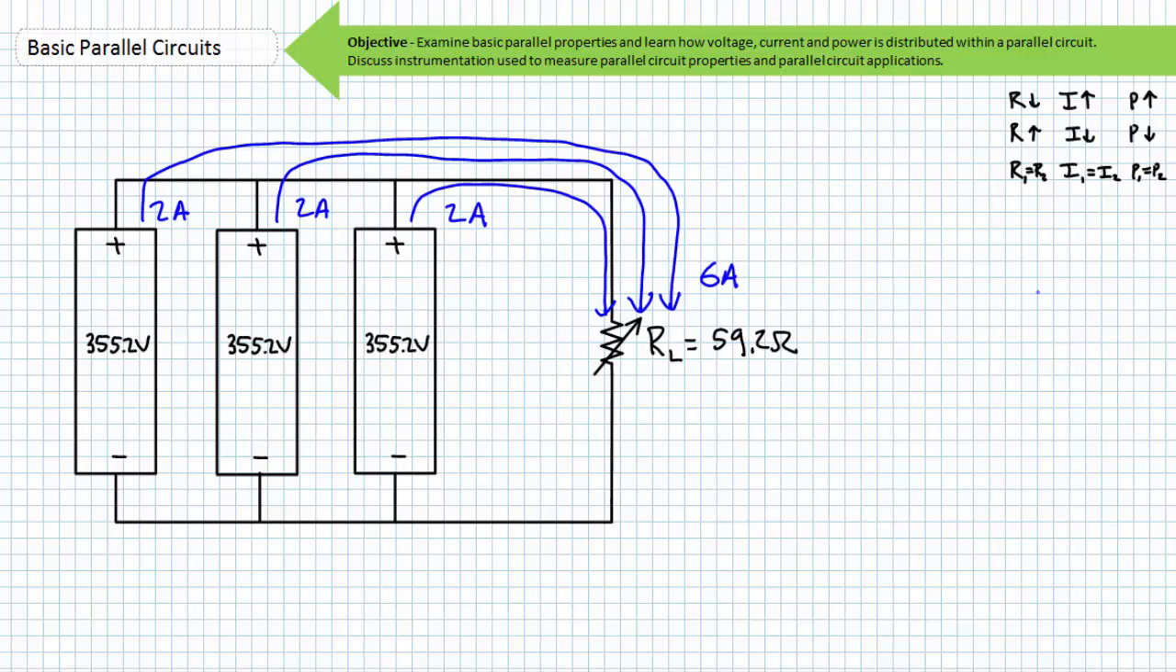Parallel arrangements of battery banks ensure that no one series string of batteries is unnecessarily depleted, a situation which shortens the operational lifespan of a battery, as we'll learn in later lectures.